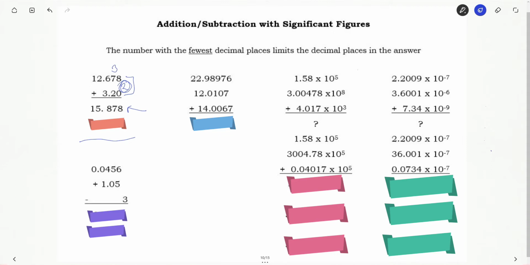Now my calculator gave me 3. You might have a calculator that gives you more than 3, but my calculator gave me 3. So I know that I need to round to the second decimal place. That is going to round up, and my answer is 15.88 with the correct number of sig figs. Sound good? Let's go on to my second example.